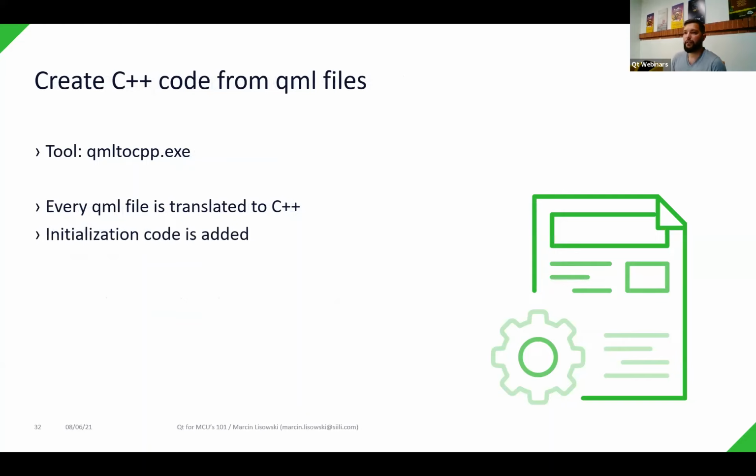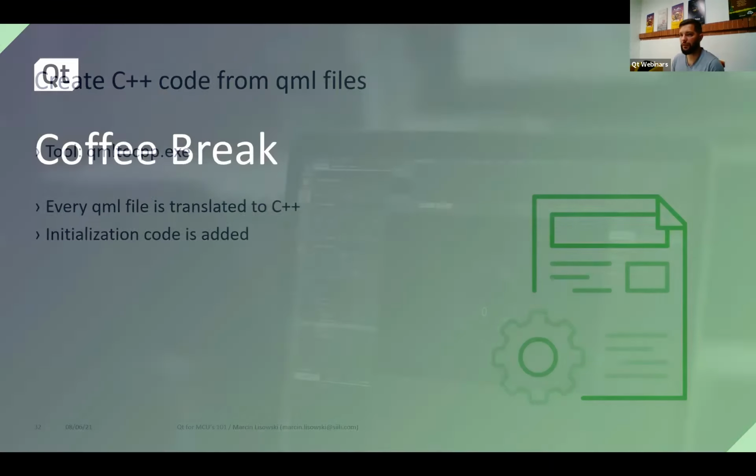Well, QML to CPP, of course, is used to convert every QML file to C++. Every QML file in Qt for MCUs is converted to C++. Well, this is how it works. And initialization code is also added there. So if your C++ representation of the QML component needs any initialization, it's also already there, and for you, it's completely transparent to use that tool.